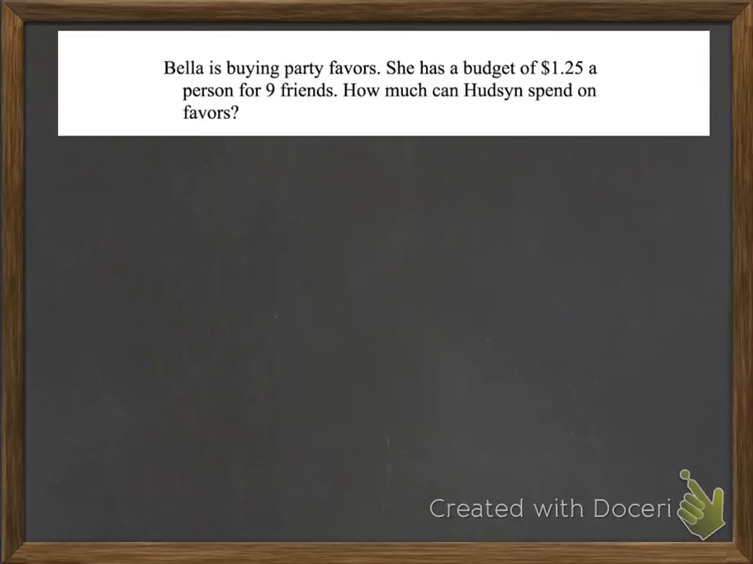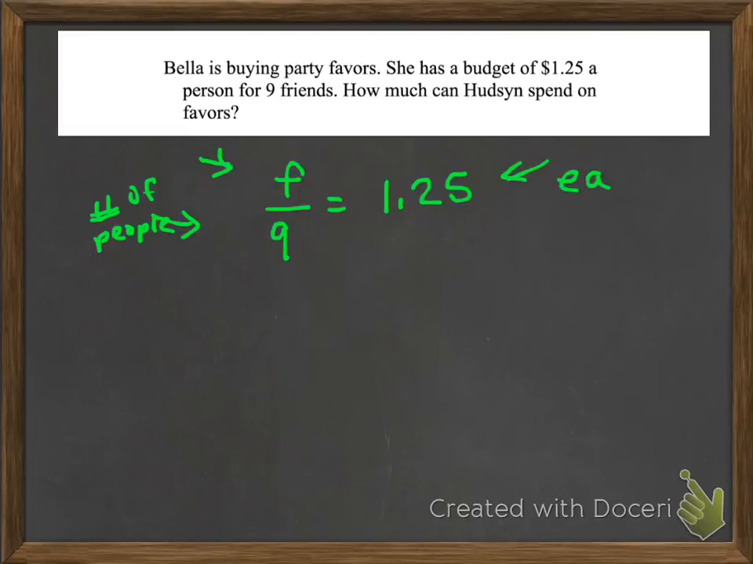So if she has a budget of $1.25 a person, that means we can spend $1.25 on each person, equals the total, which would be the number of favors, divided by the 9 friends, equals that $1.25. Now, actually, I'm going to erase this really quickly and move it over. Okay, because remember in our division unit, you wanted to have the number of people. So this is the number of people down here. You wanted to have a certain amount for the total party favors, and then over here, this is how much it's going to be for each person.